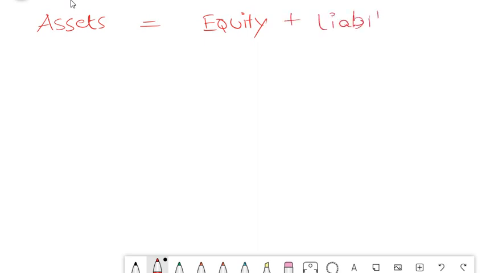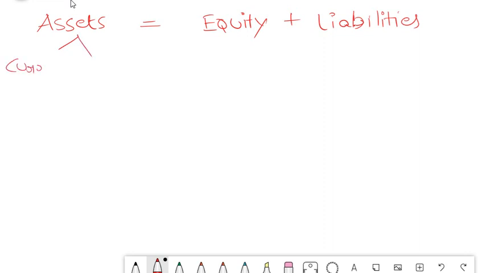I'm just erasing this. Now we will go a bit deeper into this concept. What we will see is something called current and non-current. What is current and non-current? I'm again writing the same thing: assets equal to equity plus liabilities. Now, in assets, again there are two types.